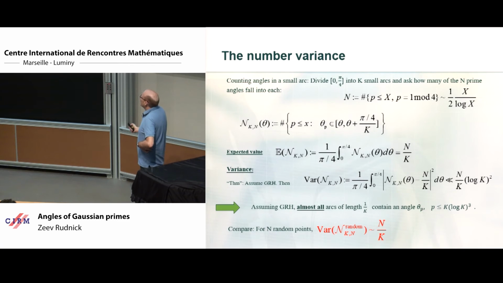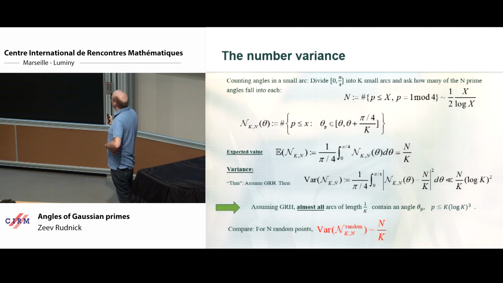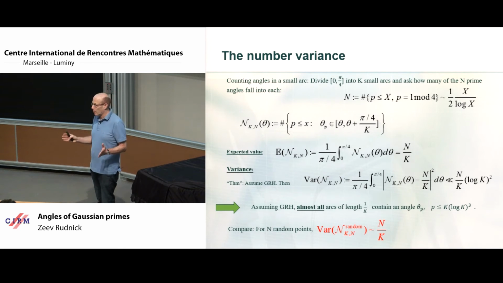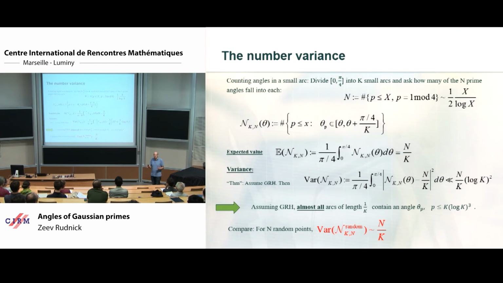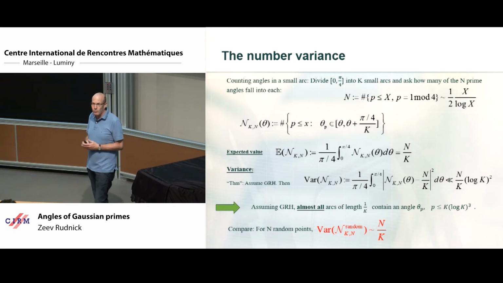Okay? Now, if you have something like that, then we use the Chebyshev inequality or some other thing to deduce. So you know the variance is small, you can deduce that almost all arcs of length 1 over k contain a prime angle as long as there's a chance for it to happen. So that's how you show this almost everywhere result. You just give a good bound for the variance. You don't need something as good as that, but this is what the Riemann hypothesis gives you, so you're happy.